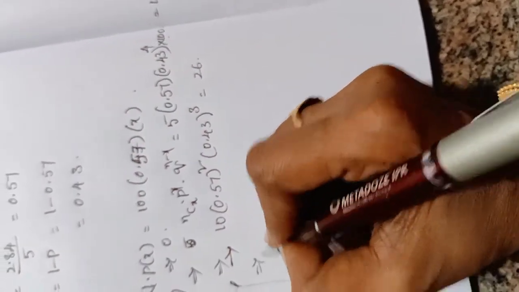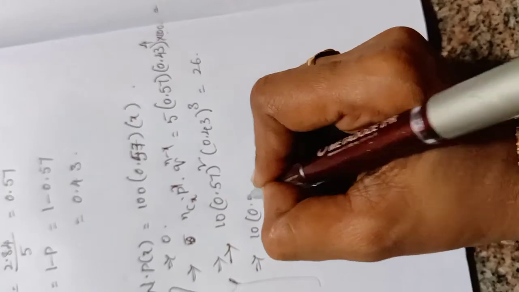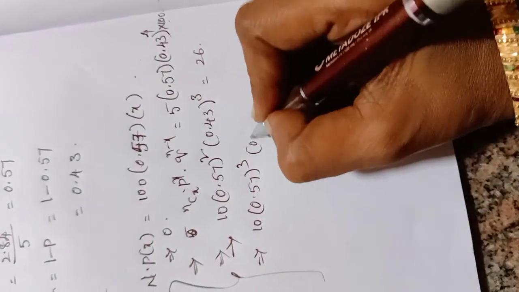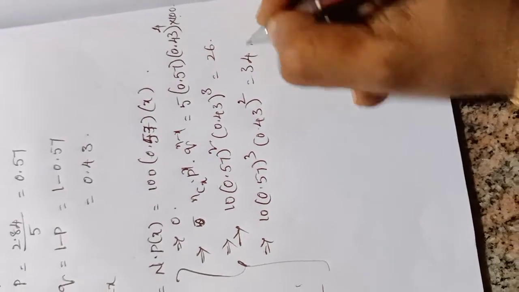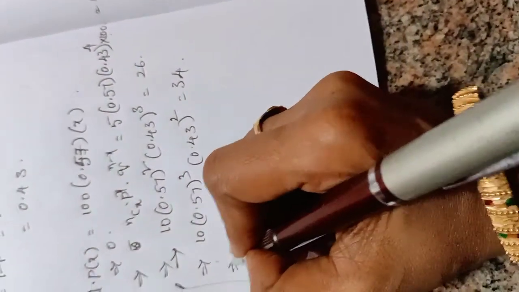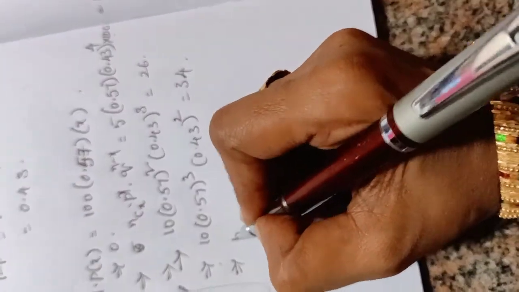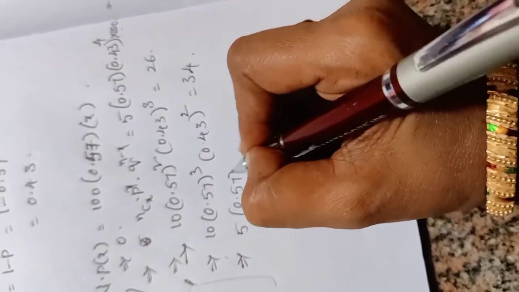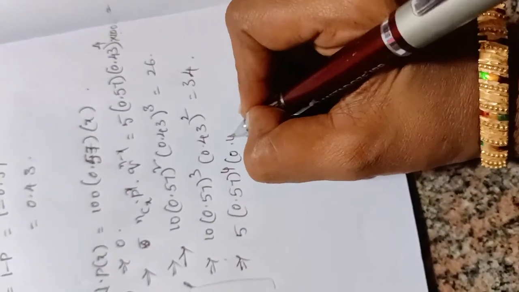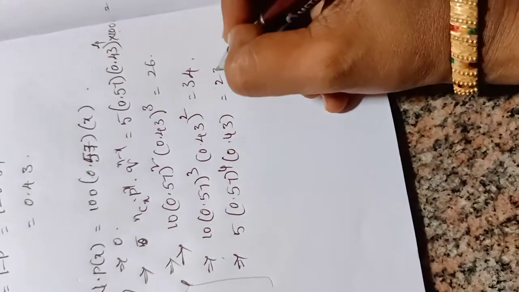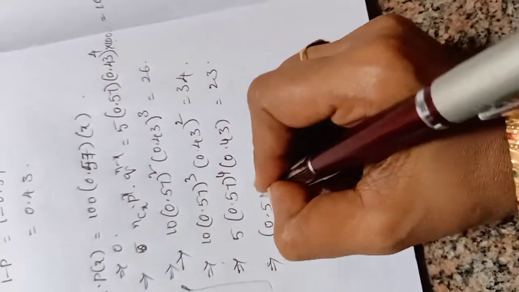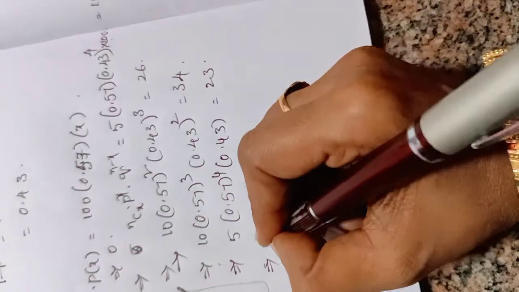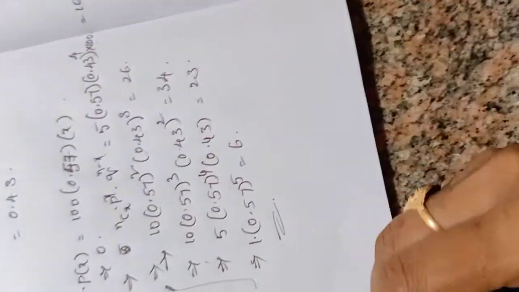Next, x equal to 3, 10 into 0.57 whole cube into 0.43 whole square, that is equal to 34. Next, x equal to 4, 5 into 0.57 whole power 4 into 0.43, that is equal to 23. For x equal to 5, 0.57 whole power 5, that is equal to 6. So these are the expected frequencies.